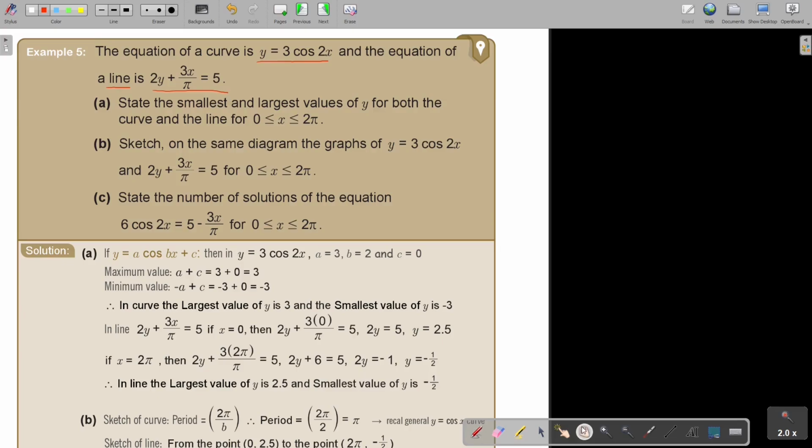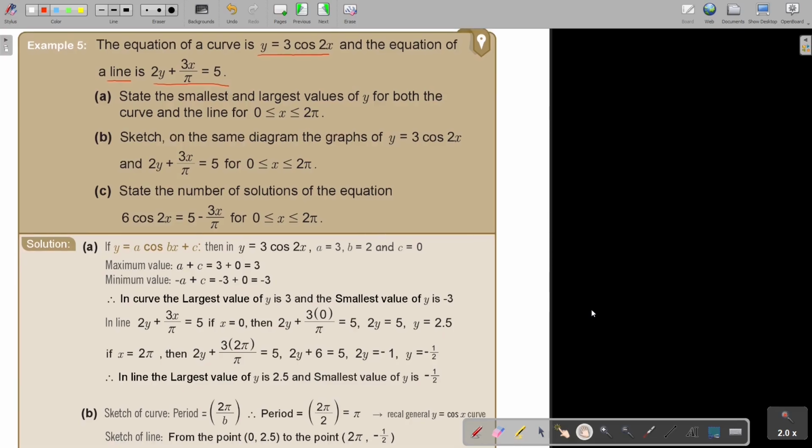Okay, so let's start. If this is the equation y equals a cos bx plus c, as I showed you in the table, then y is 3. Okay, so a is 3. What did we say? a is 3, b is 2, and c is 0.